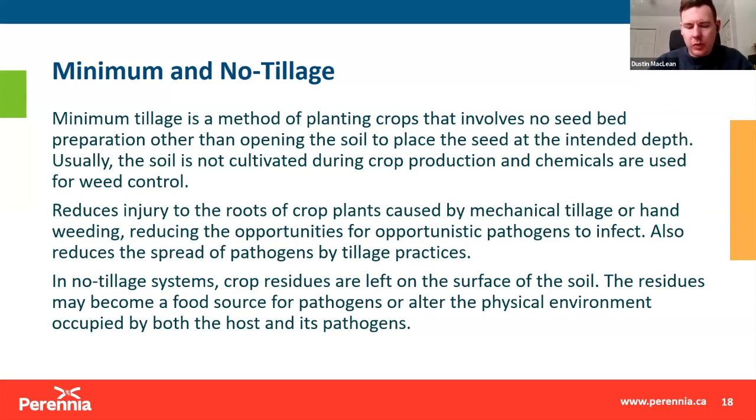The incorporation of organic matter, things like green manure crops, is known to reduce the incidence of some diseases. Plant residues intensify the microbial activity of the soil, which may result in the formation of fungitoxic compounds, which may inhibit pathogens.